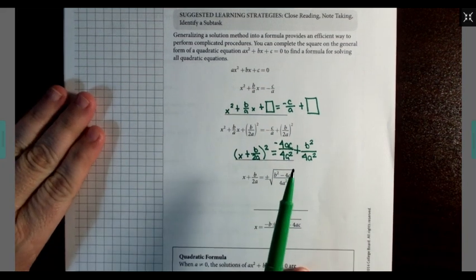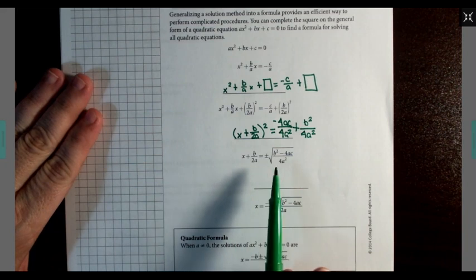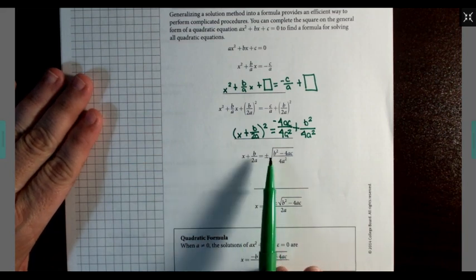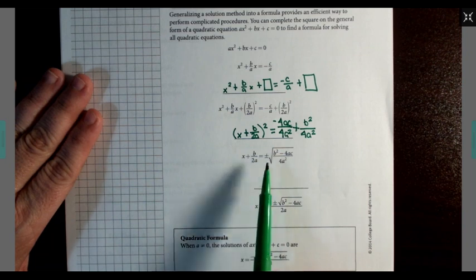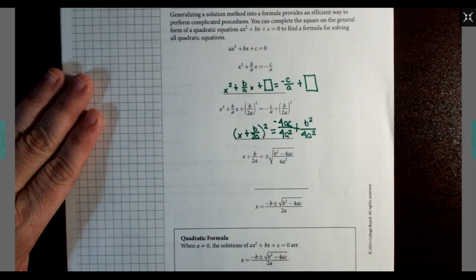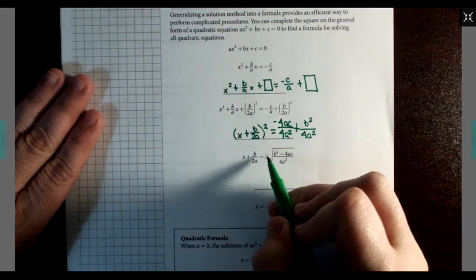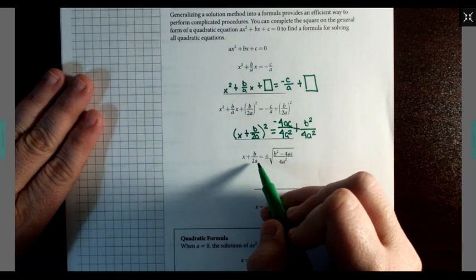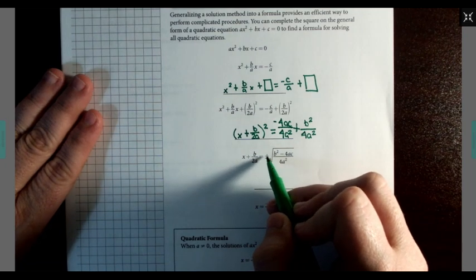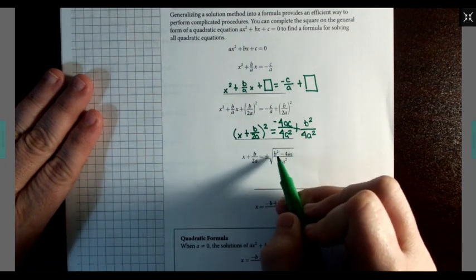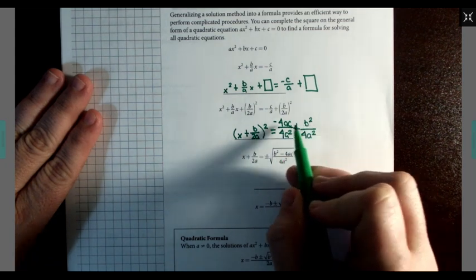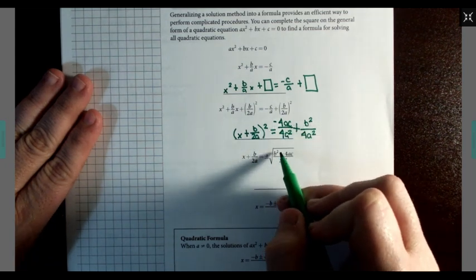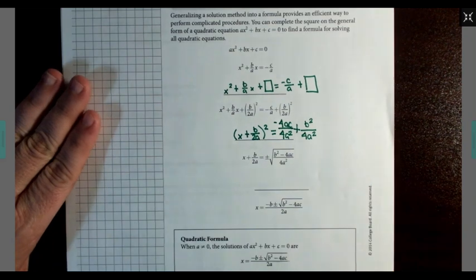The next thing they did was they took the square root of both sides of the equation. In doing that, remember, it introduces this plus minus. So they have x plus b over 2a equals plus or minus the square root. They rearranged it. They put the b squared first. So they put b squared minus 4ac.